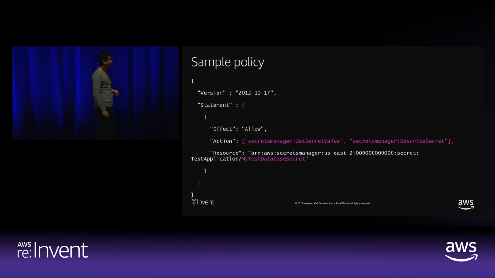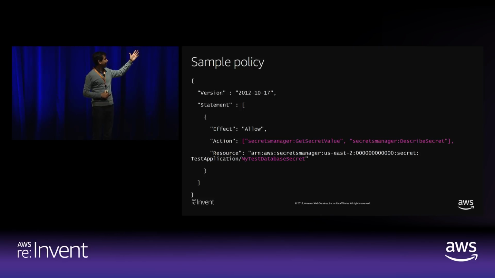This policy grants the ability to read. In the action section, it grants the ability to retrieve the value of the secret. So the value is the actual SSH key or the actual username and password that you've stored in Secrets Manager.